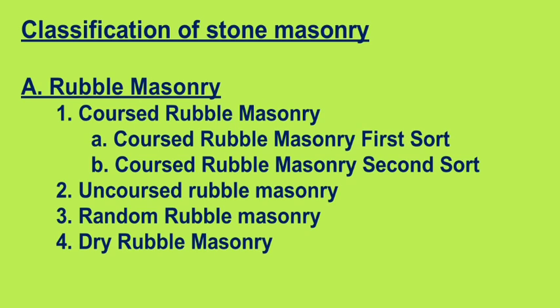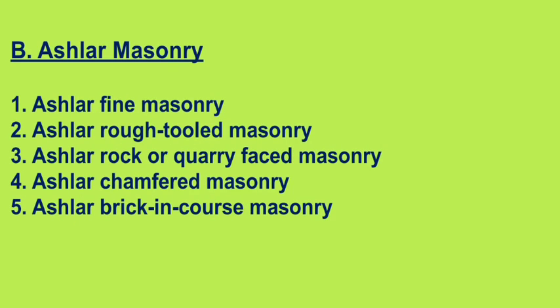Here the coursed rubble masonry is again classified as coursed rubble masonry first sort and coursed rubble masonry second sort. The ashlar masonry is again classified as ashlar fine masonry, ashlar rock tooled masonry, ashlar rock or quarry faced masonry, ashlar chamfered masonry, and ashlar brick in course masonry.